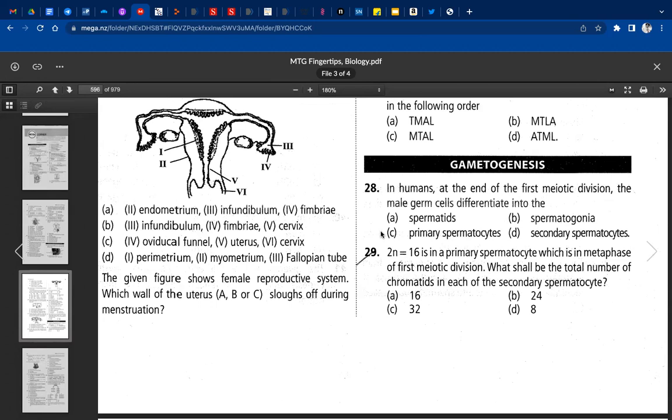Okay, cool. Read 29. 2n equals 16 is in a primary spermatocyte, which is in the metaphase of first meiotic division. What shall be the total number of chromatids in each secondary spermatocyte? This is a beautiful trick question, I must say.